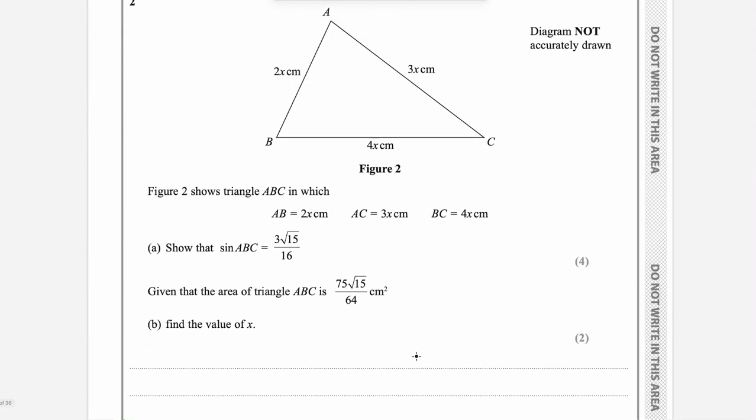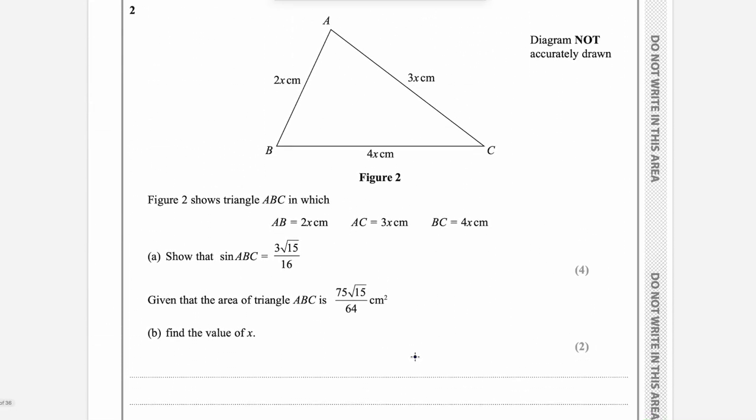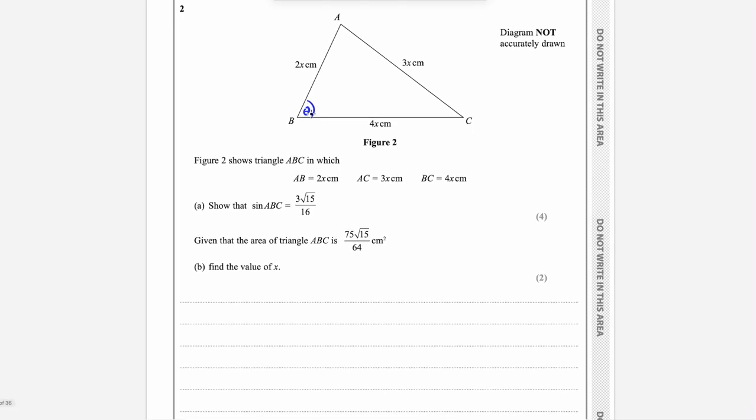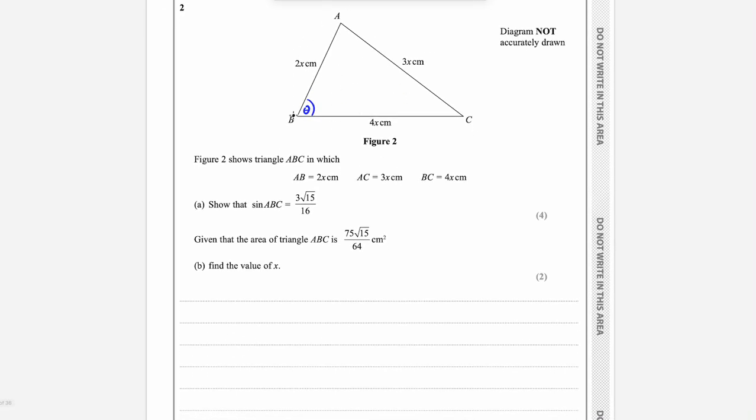Question 2. Figure 2 shows a triangle. AB is 2x, AC is 3x. Show that sine of ABC is equal to this. Four marks, guys. Let me have a think. Sine of ABC, so that's this angle here. Let's call it theta. Unfortunately, I don't have theta, and note that I have 3 sides and no angle, so I'm going to have to use the cosine rule.